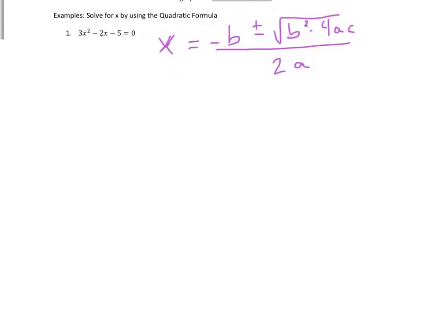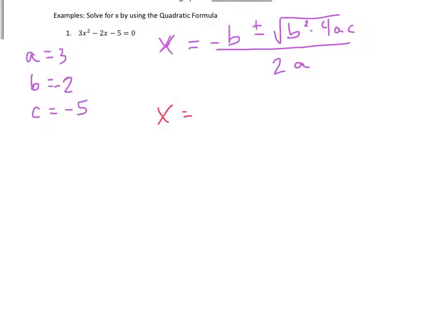Alright, for number 1, we're going to solve for x using the quadratic formula, so we need to write out the quadratic formula to get started. So x equals negative b plus or minus the square root of b squared minus 4ac over 2a. And here our a is 3, b is negative 2, and c is negative 5. So let's go ahead and plug everything in.